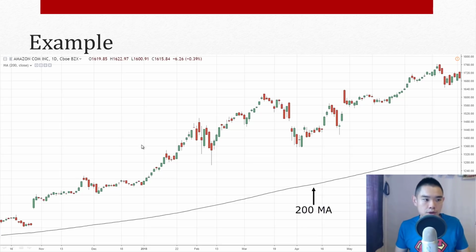So I've applied this to the daily time frame on Amazon, and you can see that right now, the price of Amazon, this is the price, over here there are movements, it's above the 200 MA. So when you see the price is above the 200 MA, it gives you a bias that, hey, I want to be buying only in this market because the market is in an uptrend.